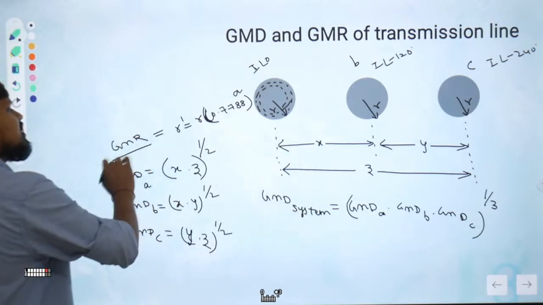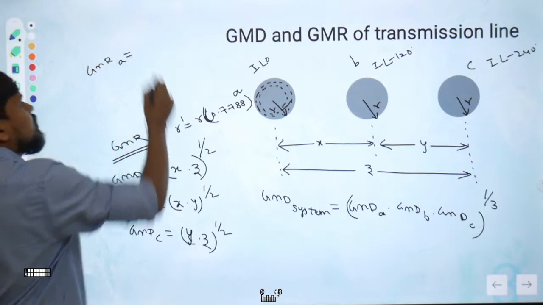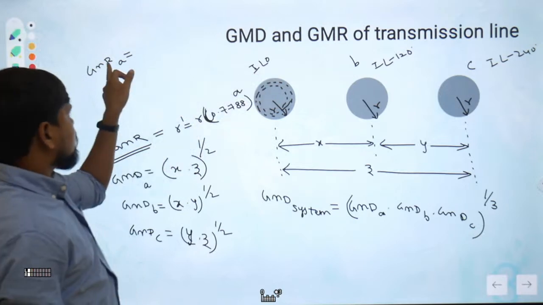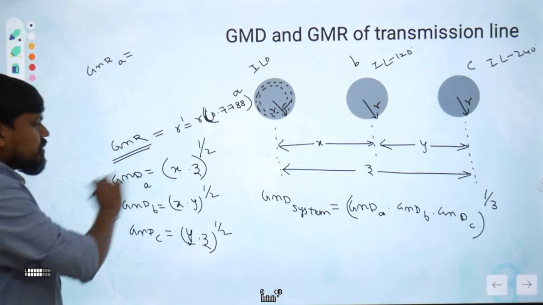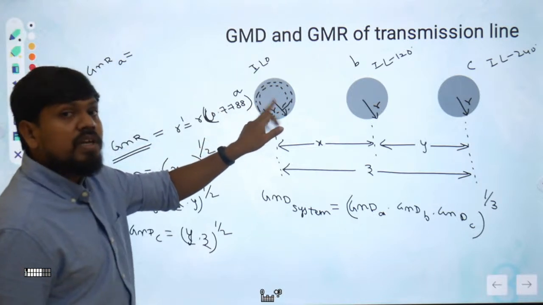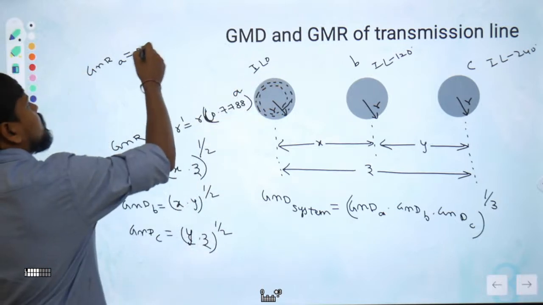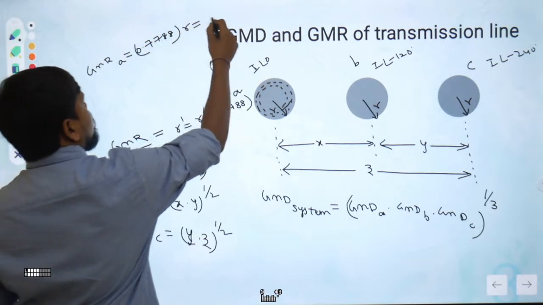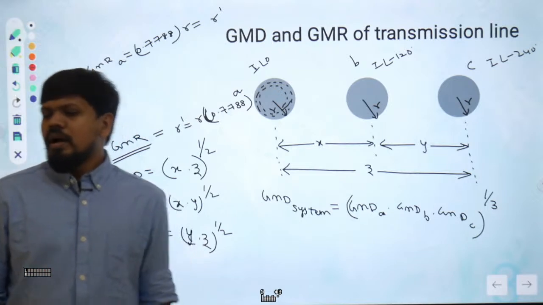Now similarly GMR also we will calculate. So GMR of A, that means for A phase, what are the self linkages? GMR means self linkages, GMD means mutual linkages. GMR of A means for A phase, how much linkage can you get? Up to a radius of 0.7788 into R only, otherwise we can call it R dash directly.